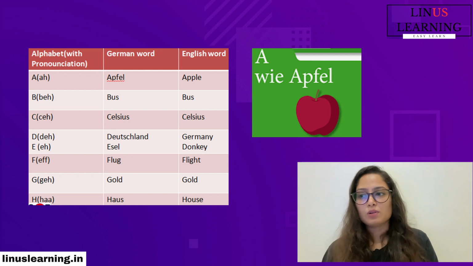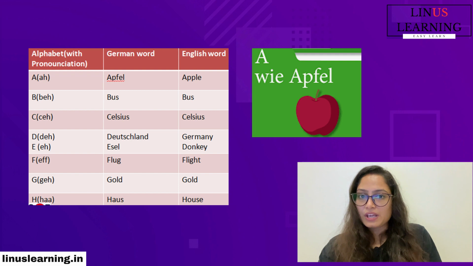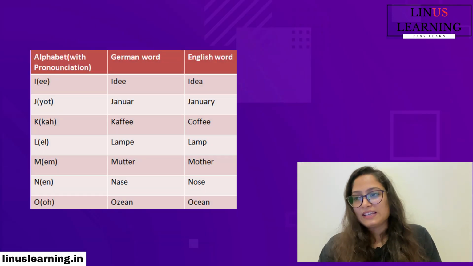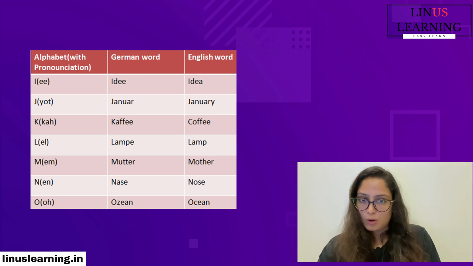So let's repeat. A wie Apfel. B wie Bus. C wie Celsius. D wie Deutschland. E wie Esel. F wie Flug. G wie Gold. H wie Haus. Okay, then I wie Idee.